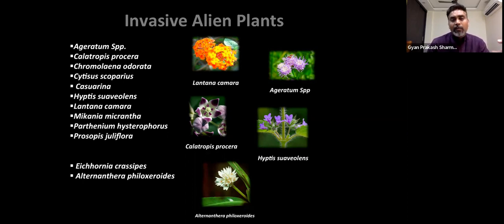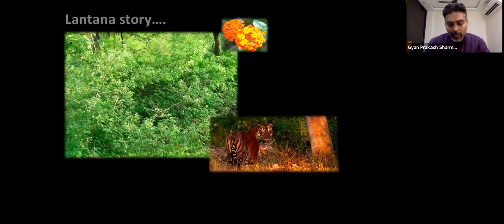So I will talk about one terrestrial species and one aquatic species which are making problems to the system. With this, I have got two stories to tell you. The Lantana story, and there is another species, Alternanthera philoxeroides, an aquatic species, the story about the damage to the system. So this is Lantana camara, and this is tiger. There is a huge connect between Lantana and tiger, and I will show you how.